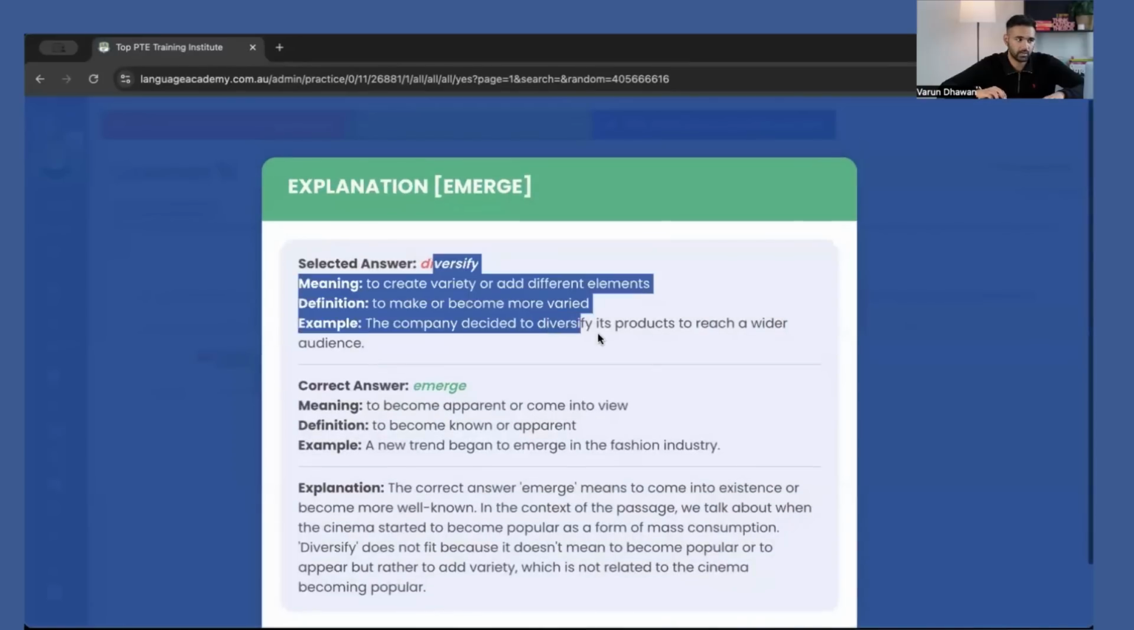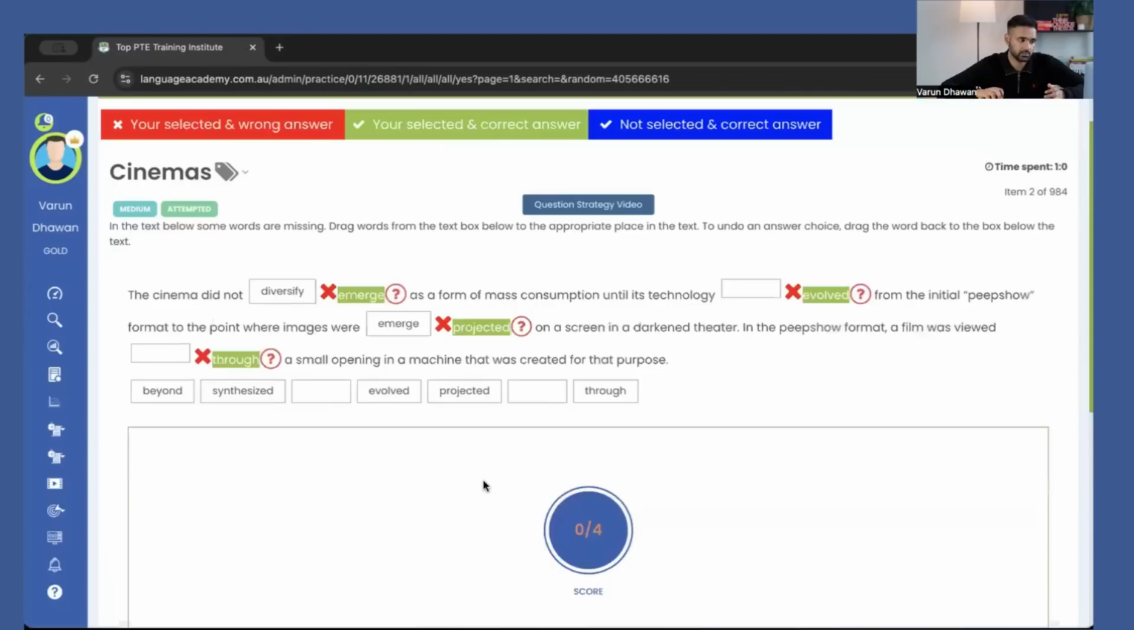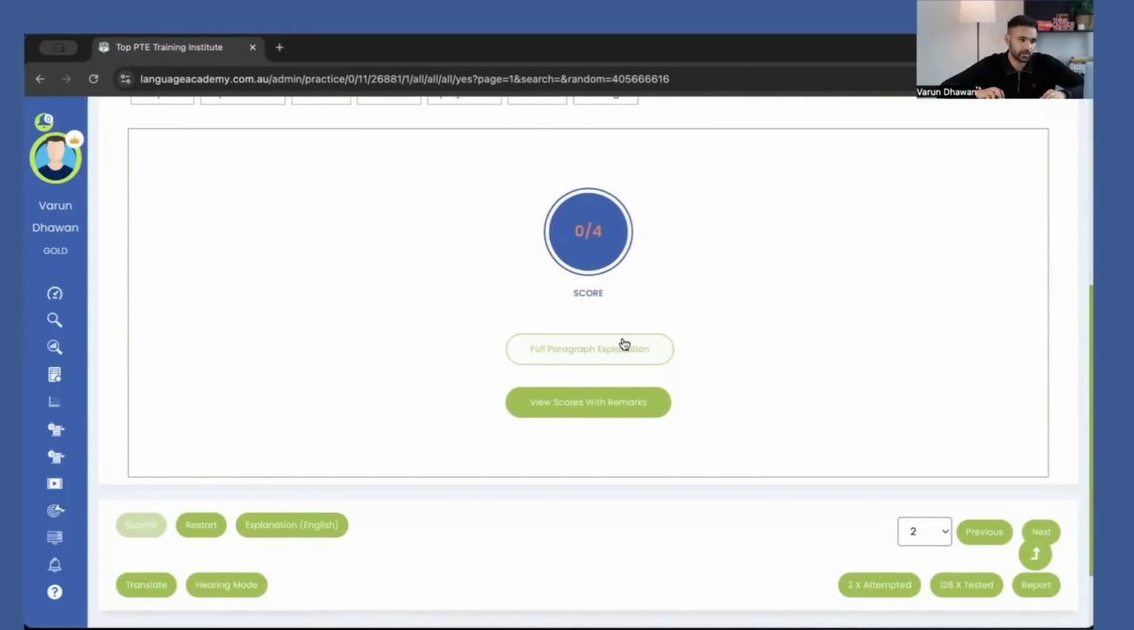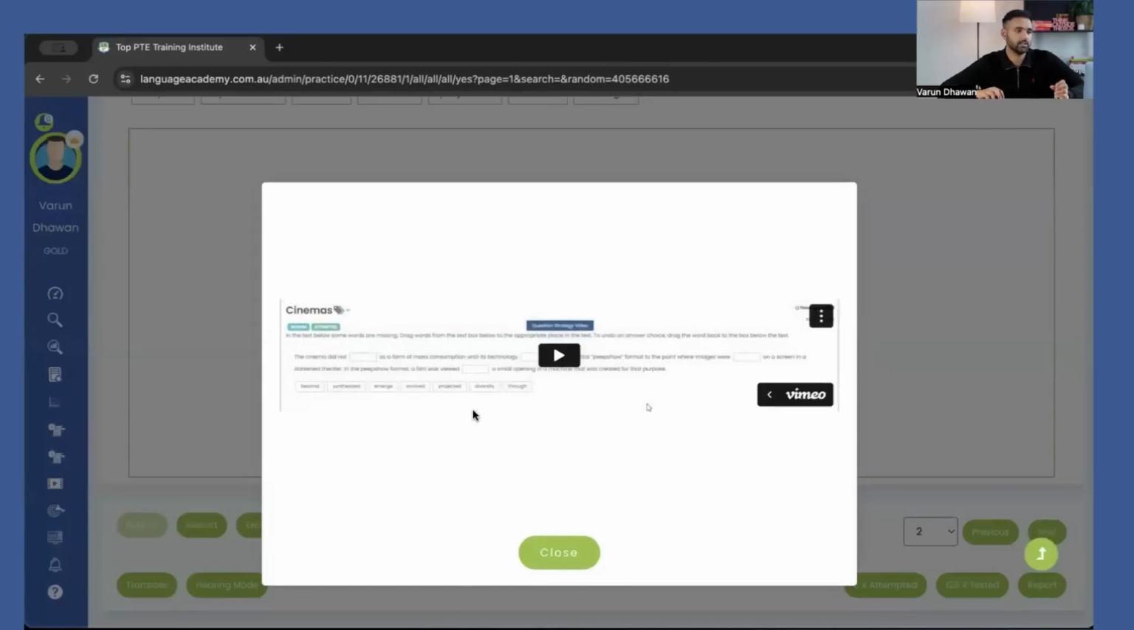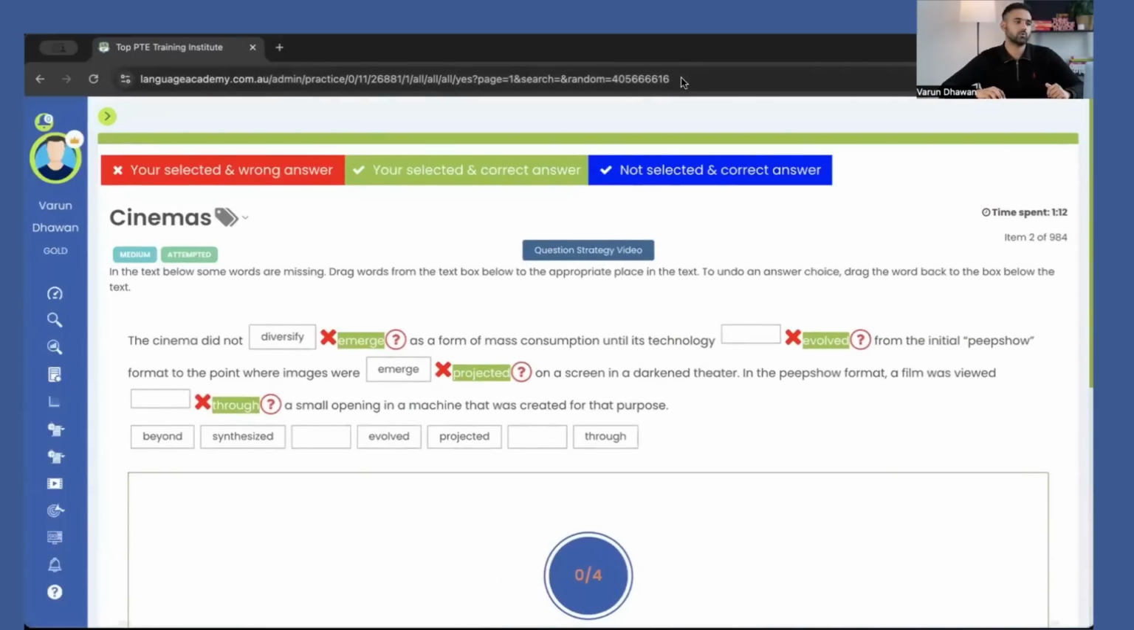You'll get to know why your answer is incorrect, what the correct answer is, and why it is the correct answer with proper details. Also, you can look at the full paragraph explanation here and video explanation, which will actually tell you why the right answer is the right answer and what are the things you should be taking care of. So this is what you have to do in reading blanks, drag and drop, super important, similar to reading writing blanks.